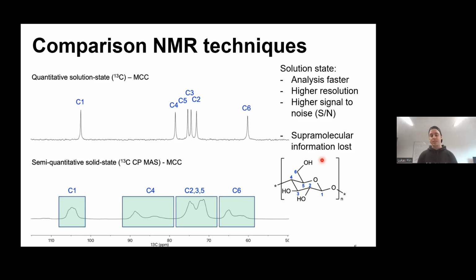In comparison, in the solid state, as we heard before, we have different moieties that all contribute to the peaks, and then you get these broader peaks, which are very interesting, as we heard before, for example, if you're interested in supramolecular features of your samples. However, if you're only interested in the chemical composition of your samples, solution state is just intrinsically better.